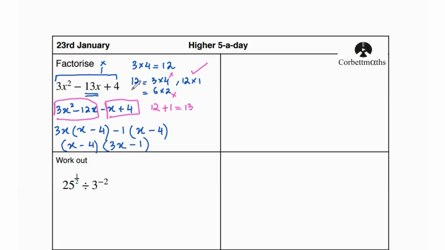If they were asking you to solve the equation, what you would do is put the brackets equal to 0 and then find the values of x separately, which would be x equals 4 and x equals 1 over 3. But in this case, our answer ends at x minus 4 times 3x minus 1.